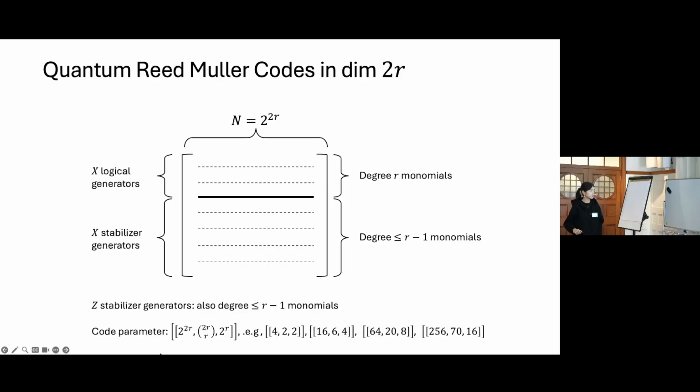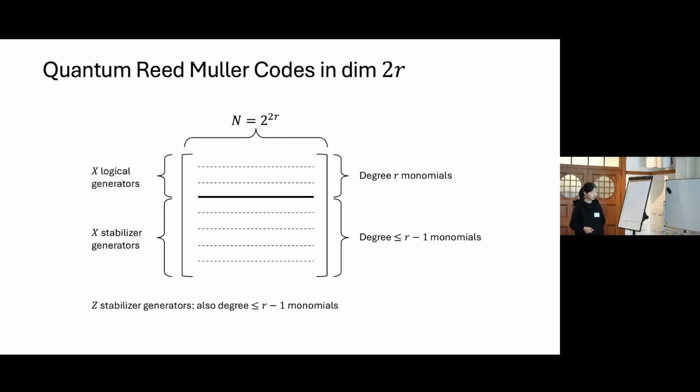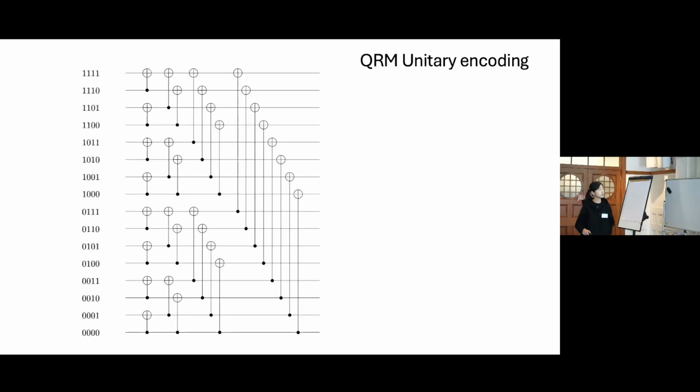A few explicit code parameters, if you do dimension counting, will be like this. So the rate is really very high. As mentioned before, later I will gauge out a few logical generators, and in order to understand what I really mean, we need to digress into the unitary encoding picture of the QRM code. So this is a hypercube encoding circuit. Basically, you just take this CNOT and repeat it in a certain pattern.